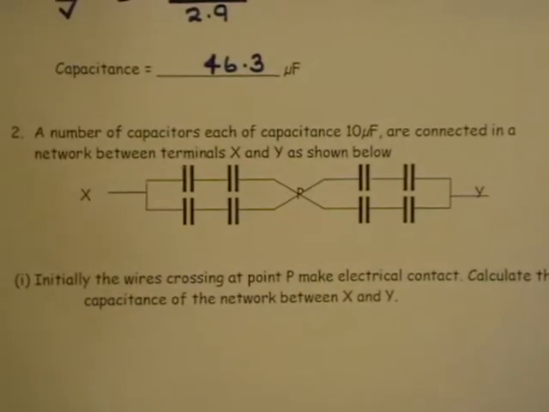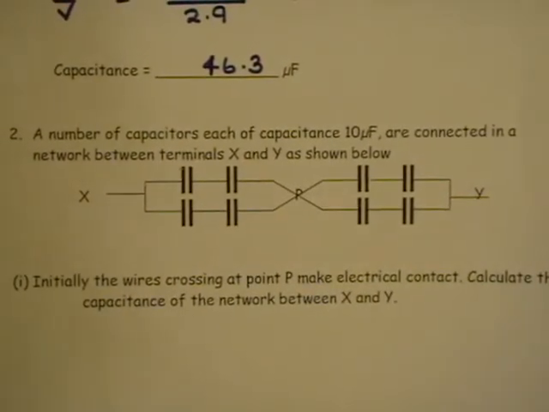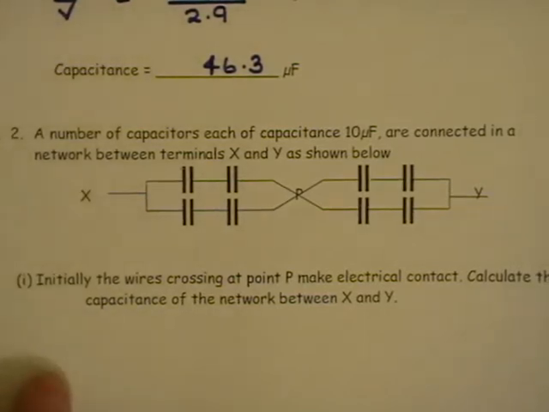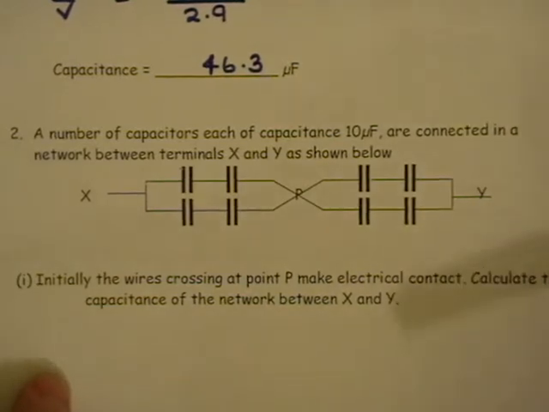Right, question 2. A number of capacitors, each of capacitance 10 microfarad, are connected in a network between terminals X and Y as shown below. Initially, the wires crossing at point P make electrical contact. Calculate the capacitance of the network between X and Y.